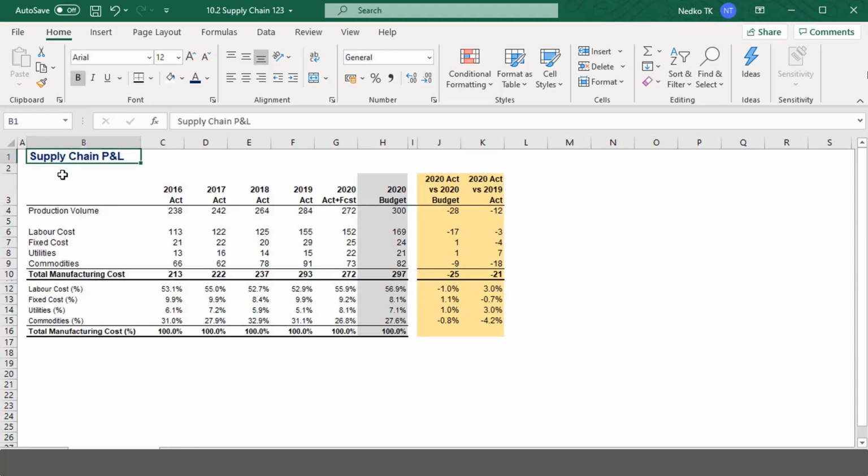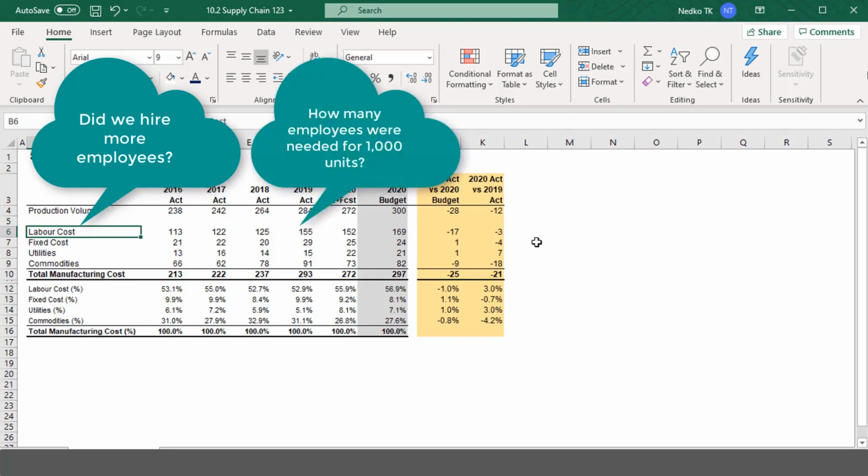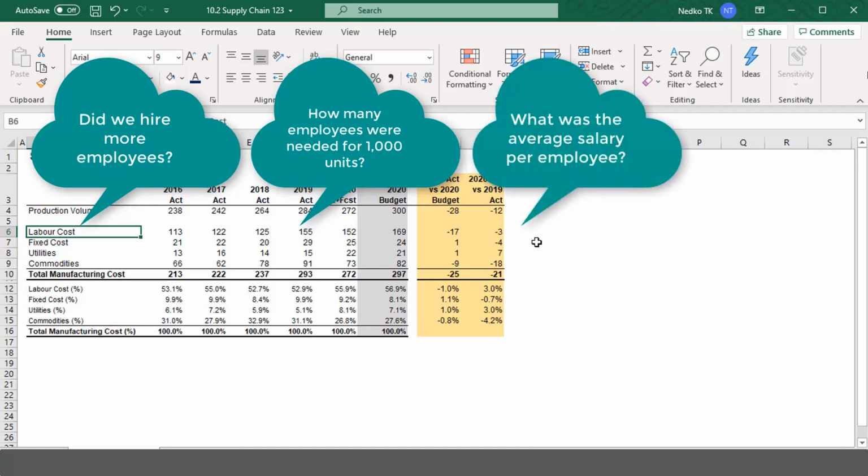Once we have seen these differences, we need to think about the factors that impacted our business and see if some of them are within our control. When we consider labor cost, for example, we can go ahead and make a first check verifying whether the firm's number of employees increased. A total cost figure is almost never sufficient to determine what happened. So we need to look at the number of employees needed per 1,000 production units. Also, we can look at the average salary per employee.